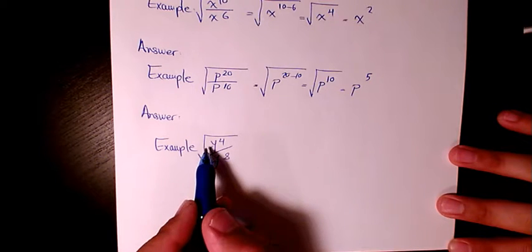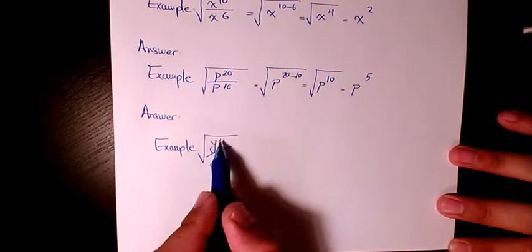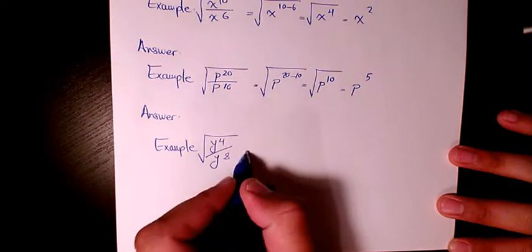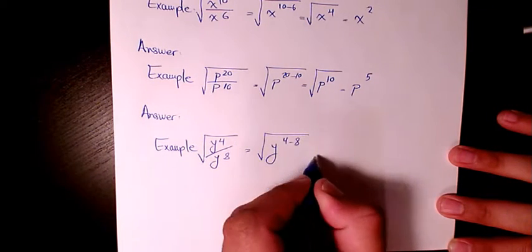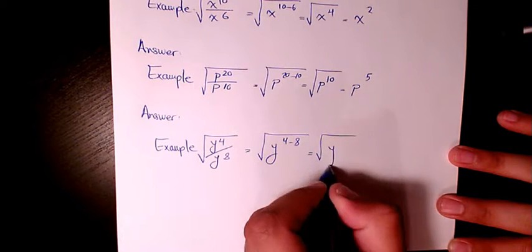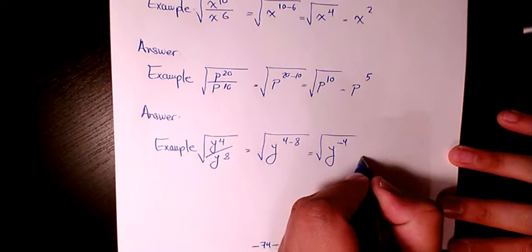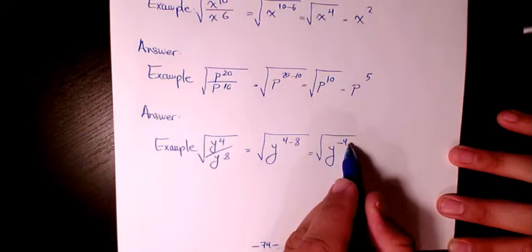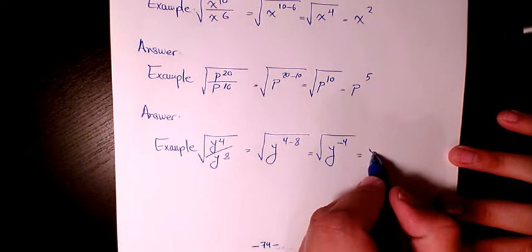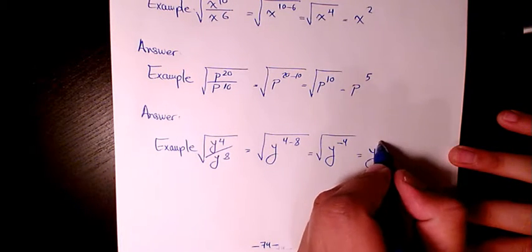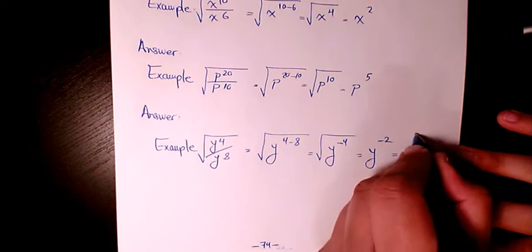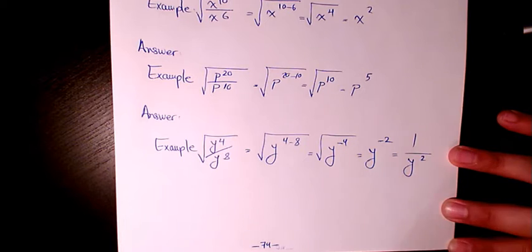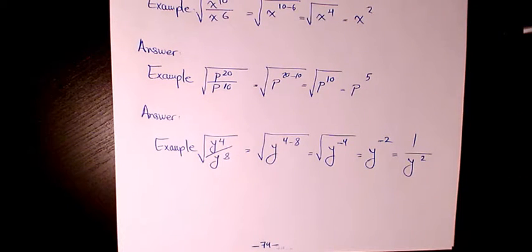Next one, simplifying the square root of y to the power of 4 divided by y to the power of 8. So the square root of y to the power of 4 minus 8, which is going to be the square root of y to the power of negative 4. So y to the power of negative 4, the square root of it is going to be y to the power of negative 4 divided by 2, which is going to be y to the power of negative 2, or 1 over y squared. That's the final answer.